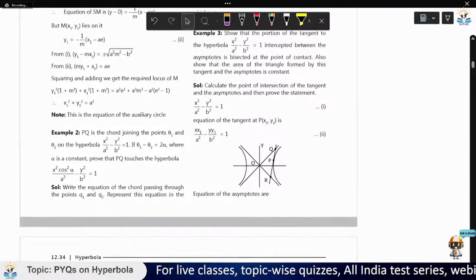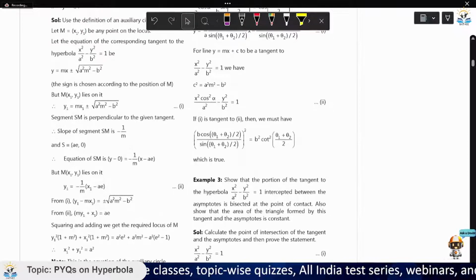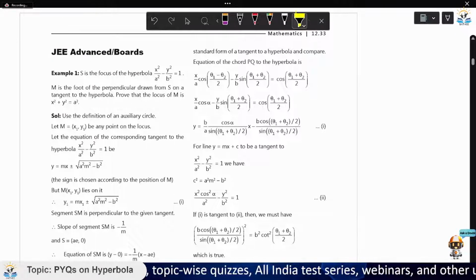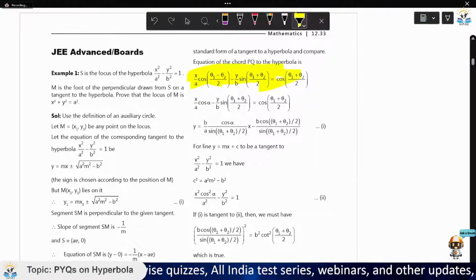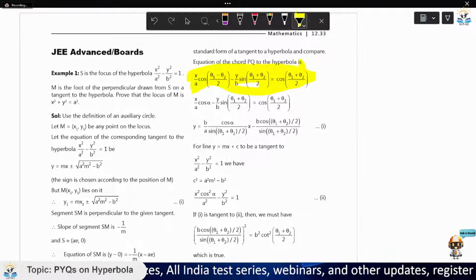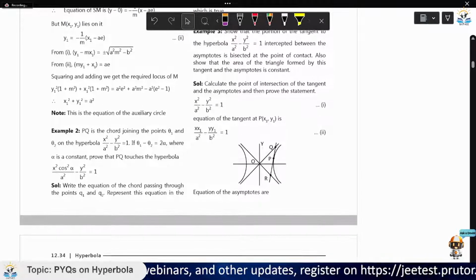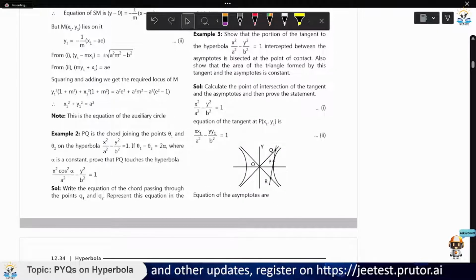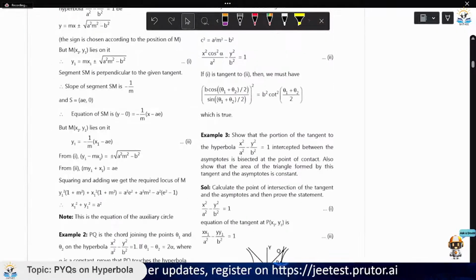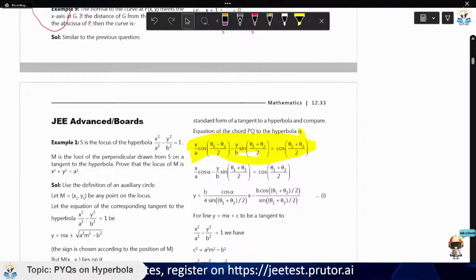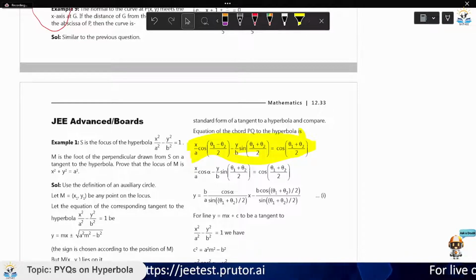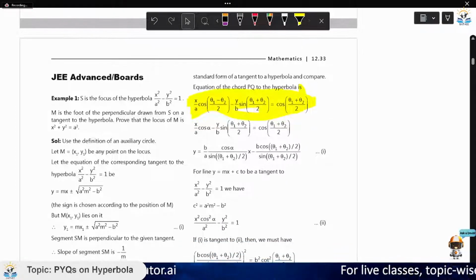So the equation of the chord passing through points theta 1 and theta 2 is represented by this. I highlighted it that time as well when we were discussing the formulas for hyperbola. It is a very important equation. So this is the equation of the chord, and what I want is that PQ touches the hyperbola. PQ is the chord joining two points. Okay, so basically we got our value of PQ. Now what I want is that it is a tangent to a different hyperbola itself. So let us see what that hyperbola looks like.